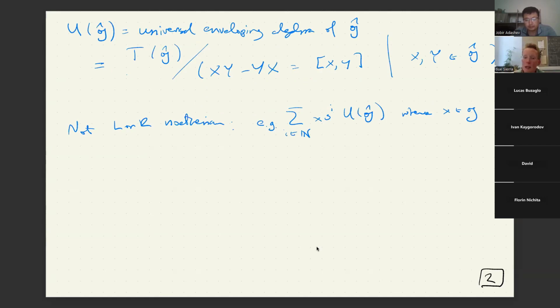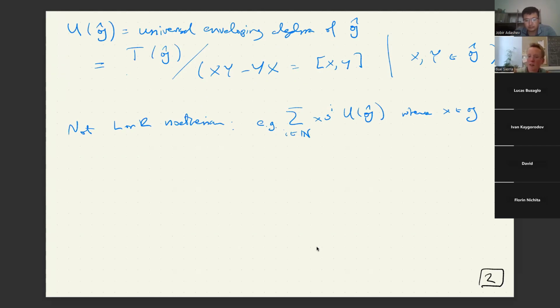This really is because it contains an infinite dimensional abelian subalgebra. For example, the subalgebra generated by all the x s to the i. So I fix an element x in my underlying finite dimensional Lie algebra, and then I look at all the non-negative powers of s times x. Those all commute. So inside this enveloping algebra, I have a big polynomial ring in infinitely many variables.